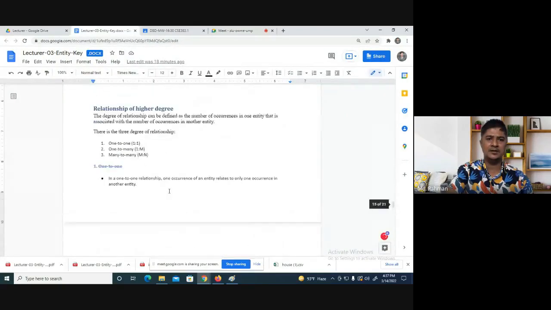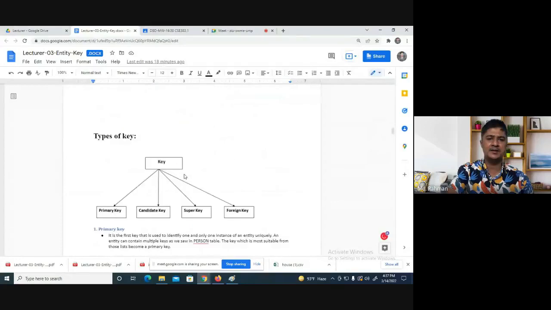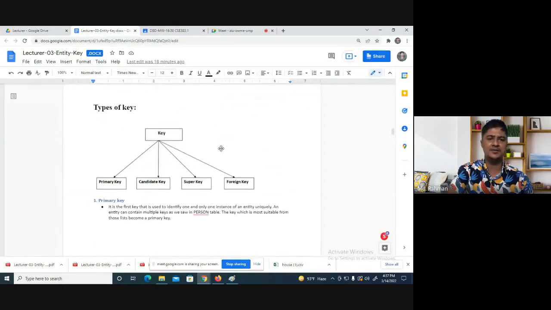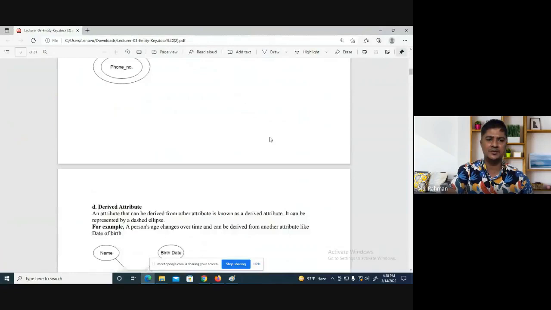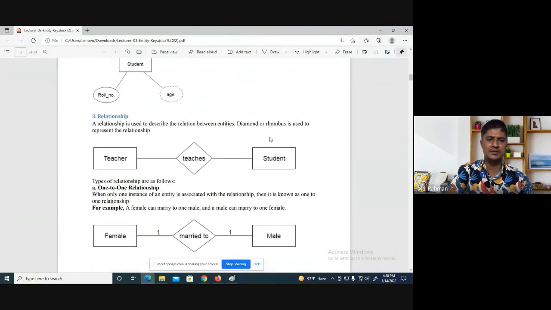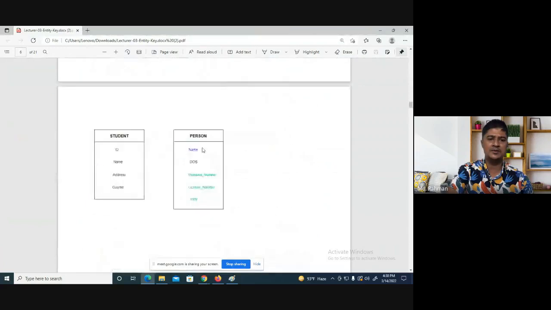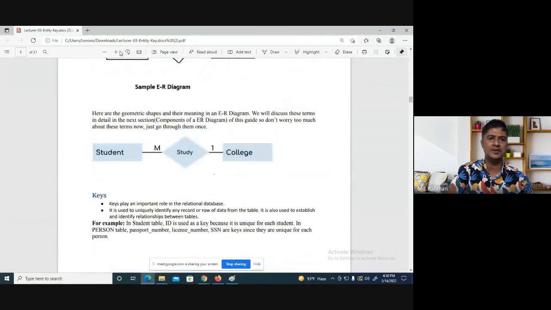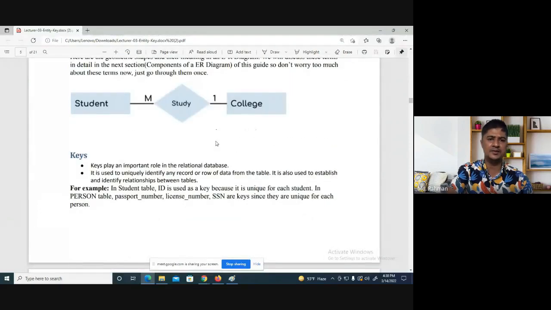Well, last class we started with the entity and different types of entity. Today, I would like to start with the key. The lecture is very clear to you: different key, attribute, derivative, relationship, one-to-one, one-to-many, and one simple diagram you have drawn. But let's start with the key today.